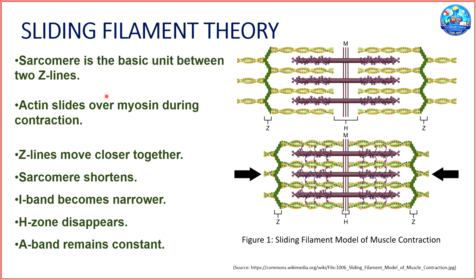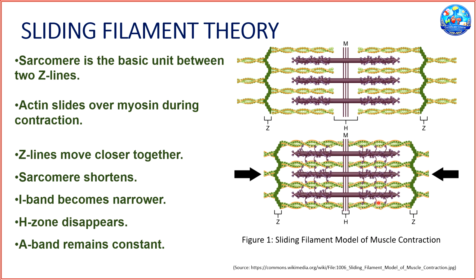The basic structural unit involved in the process of muscle contraction according to the sliding filament theory is the sarcomere. So the sarcomere, we know that it lies between two Z lines. During contraction, the sarcomere contracts. That is, the Z lines are pulled very close together. This leads to the shortening of the sarcomere. So this is the relaxed one, while this is the contracted one.